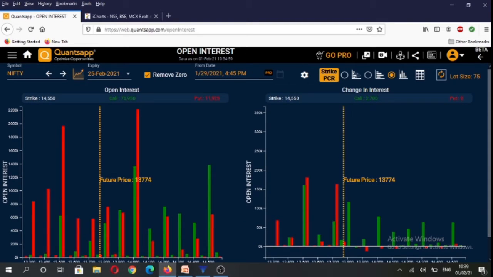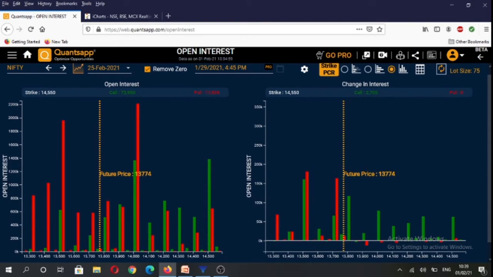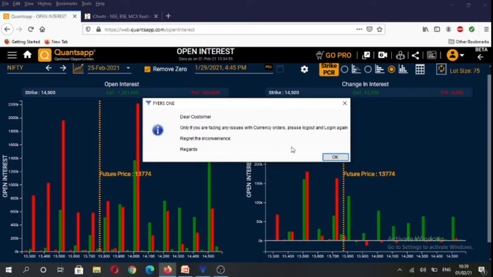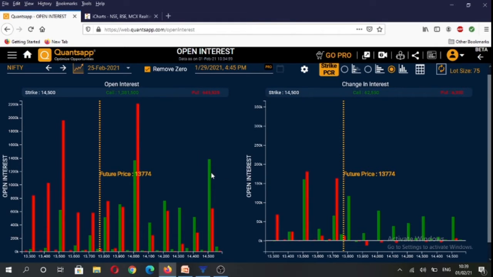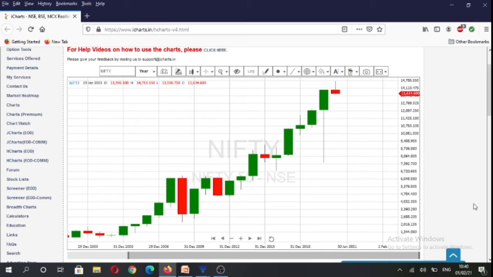If we analyze the options open interest data, you will see that highest amount of calls have been written at 14,000 strike, followed by 14,500 strike. And if we see the puts, highest amount of puts have been written at 13,500 strike, followed by 13,400 strike. So it gives us a broad trading range of 14,500 to 13,400 for the February monthly expiry contract.